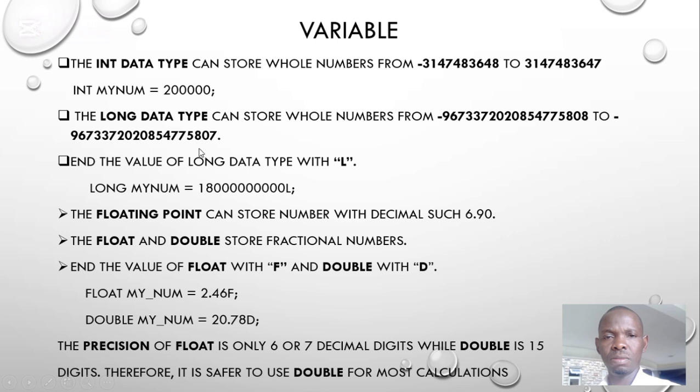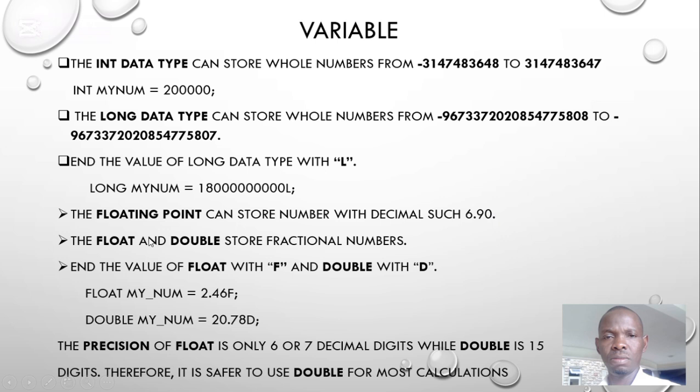For the long data type, it is always good to end the value with L. As we can see in the example, long myNum equals this variable value, then L at the back, then terminate that statement with a semicolon. Then a floating point can store numbers with decimals, such as this example. So these are decimal numbers.